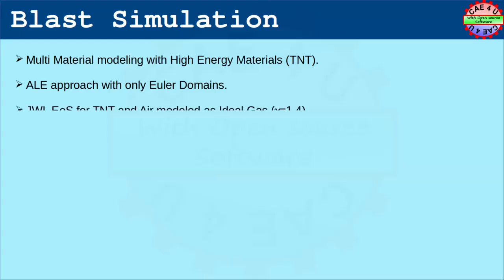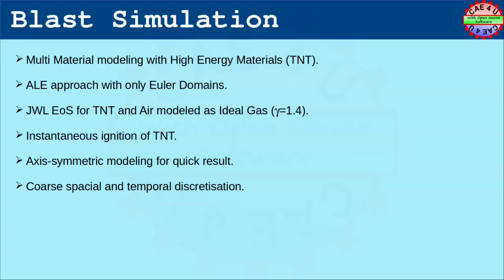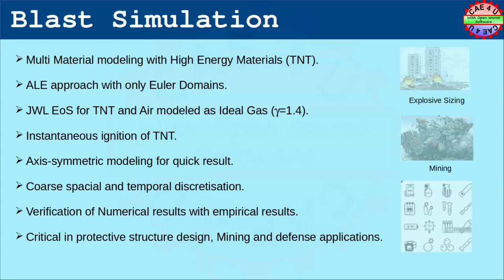Generally, the arbitrary Lagrangian Eulerian or ALE approach is much more convenient. However, the Euler method is sufficient for the current case. We have chosen the ALE approach so that the model can be extended to simulate fluid structure interaction cases in future. We will use the Jones-Wilkins-Lee, which is referred to as the JWL equation of state or EOS model for TNT. And in the same way, we will use an ideal gas model for the air domain.